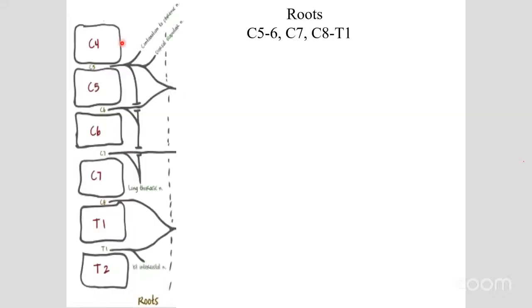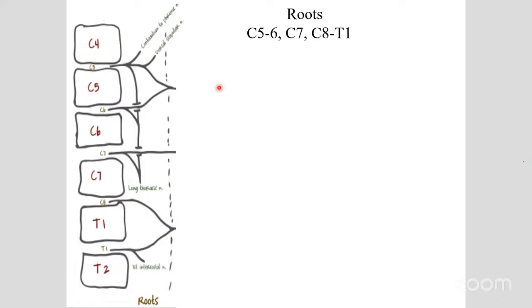In some patients, the brachial plexus might be prefixed or postfixed. That's why C4 and T2 have been kept in this diagram. Mainly in most of the patients, the brachial plexus forms from the C5, C6, C7, C8, and T1 nerve roots.